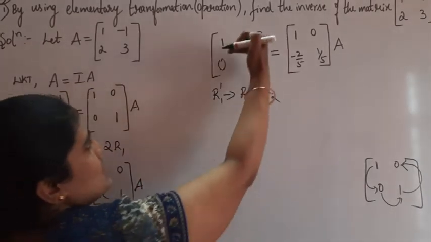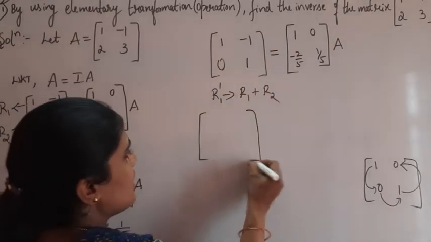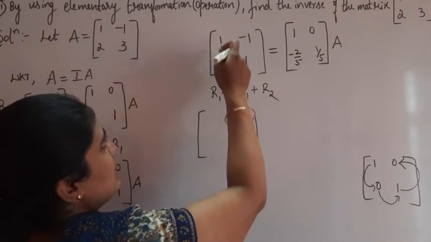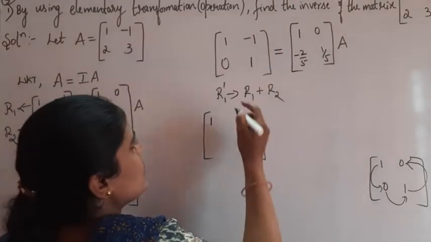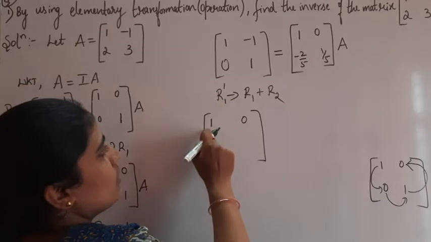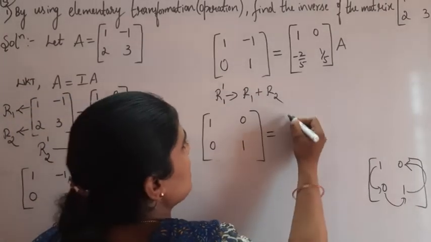Okay, so if we add the second row to the first row, so here we get, see here, we are changing only the first row. That is R1 plus R2. Here, 1 plus 0 is 1. Okay. Minus 1 plus 1 gets cancelled, 0. The second row has no changes. Only the first row is changing. The second row as it is, 0, 1. Which is equal to.